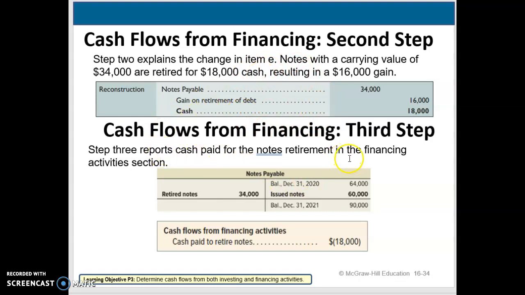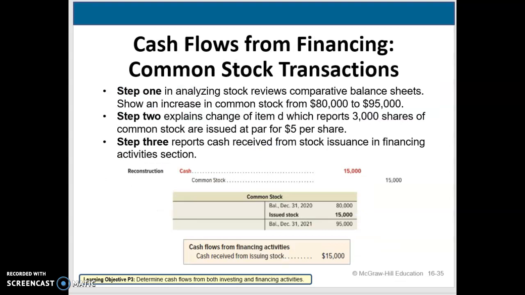And then we can take that change of cash, $18,000, that's what we're looking at to put into our financing activities section. Remember, we're trying to narrow down what happened in cash. All right. We also are going to be looking at our equity accounts. The first is the issuance of common stock for cash.